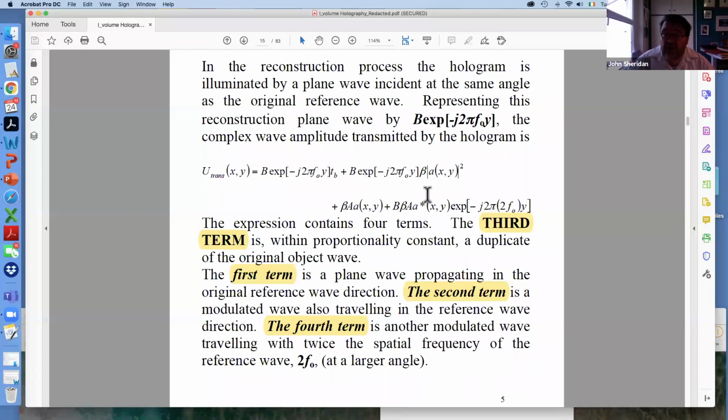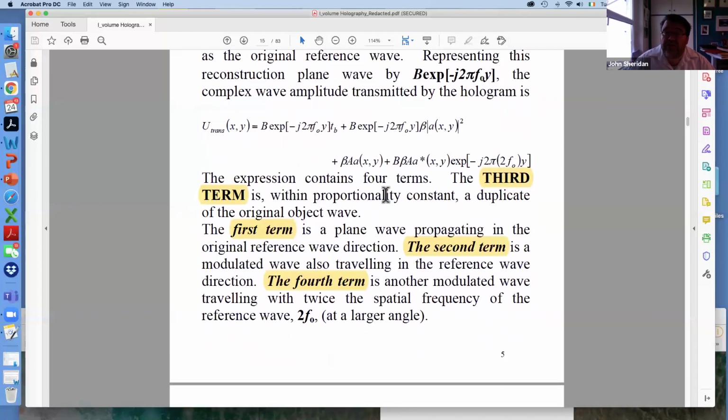And we've got a range of other terms, and each one of them may have a different spatial frequency modulation. So this is the 2 pi f0, 2 pi f0. Here we've actually got 4 f0. So this is going to be coming out at a bigger angle. So we've got 4 terms. The third term is, within a proportional constant, a duplicate of the original object field.